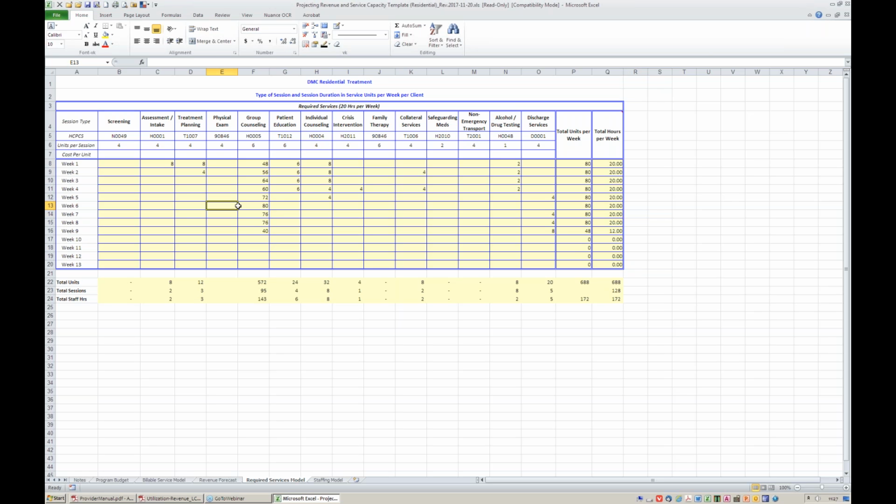I don't know, you're going to have to see how this looks for your organization. Here's 80 units of group. So it's a lot of time. So maybe this gets spent elsewhere. But it's tough to say because group services, so group counseling, patient education, basically it really is where you use your staff most efficiently.